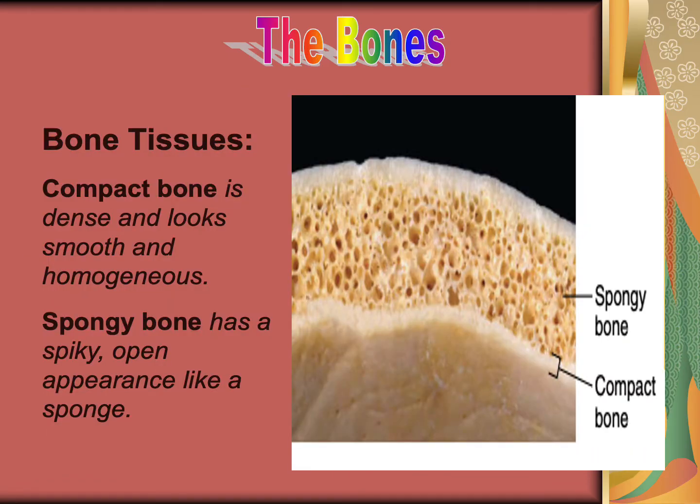Now, what are the bone tissues? The bone tissues are a combination of the bone cells. And again, in the matrix are osteocytes, which are the bone cells. Compact bone and spongy bone are the types of bone in bone tissues. The compact bone is dense. It looks smooth and homogeneous, while the spongy bone has a spiky, open appearance like a sponge. So in the photo, we'll see that the compact bone is hard. The spongy bone is somehow soft.